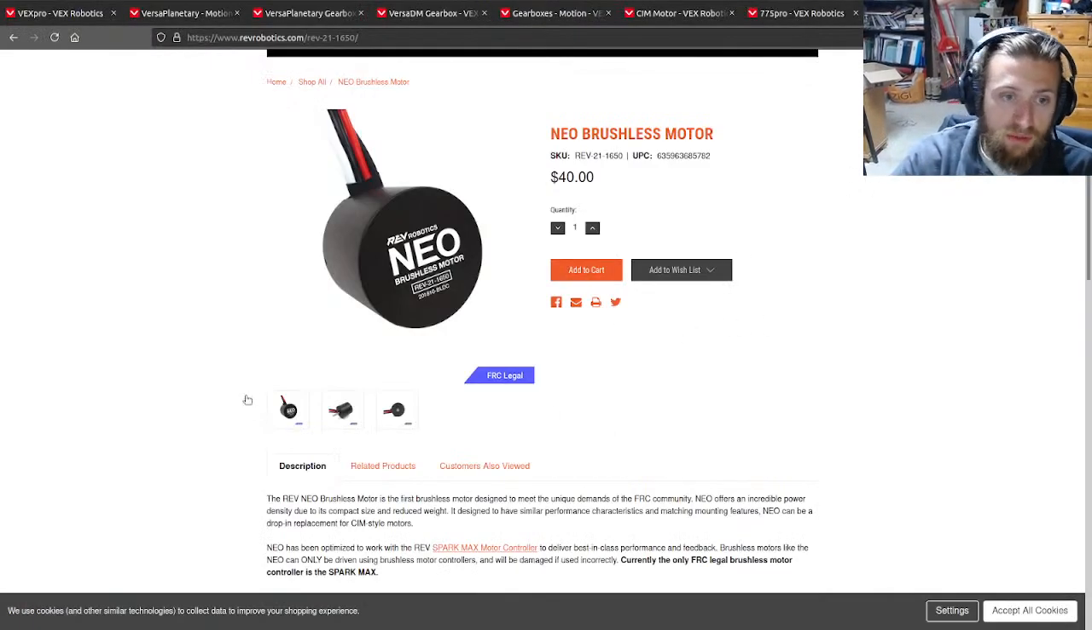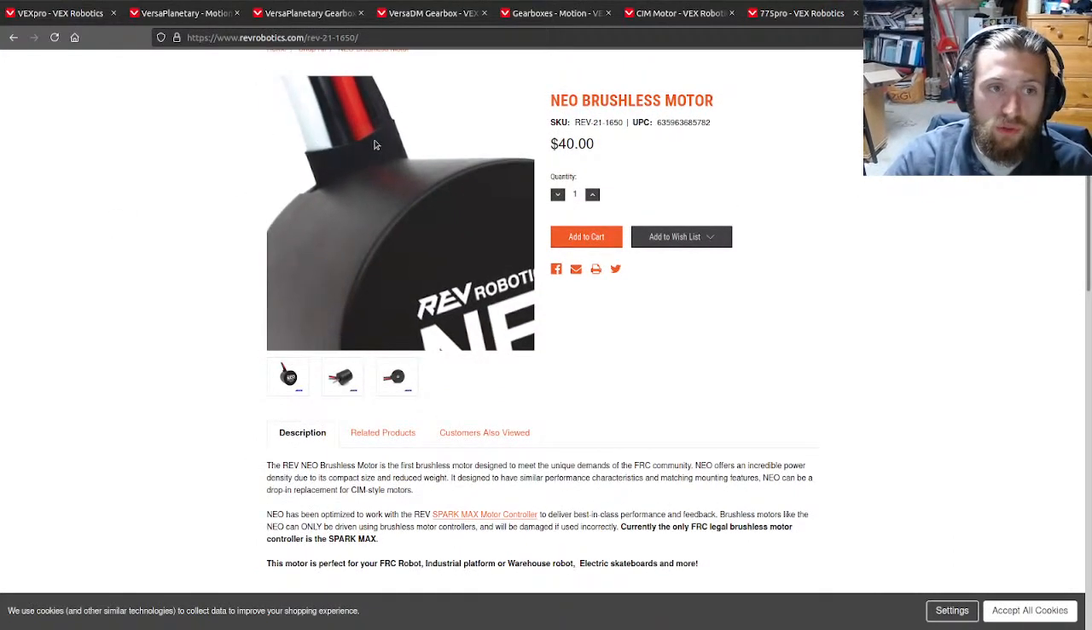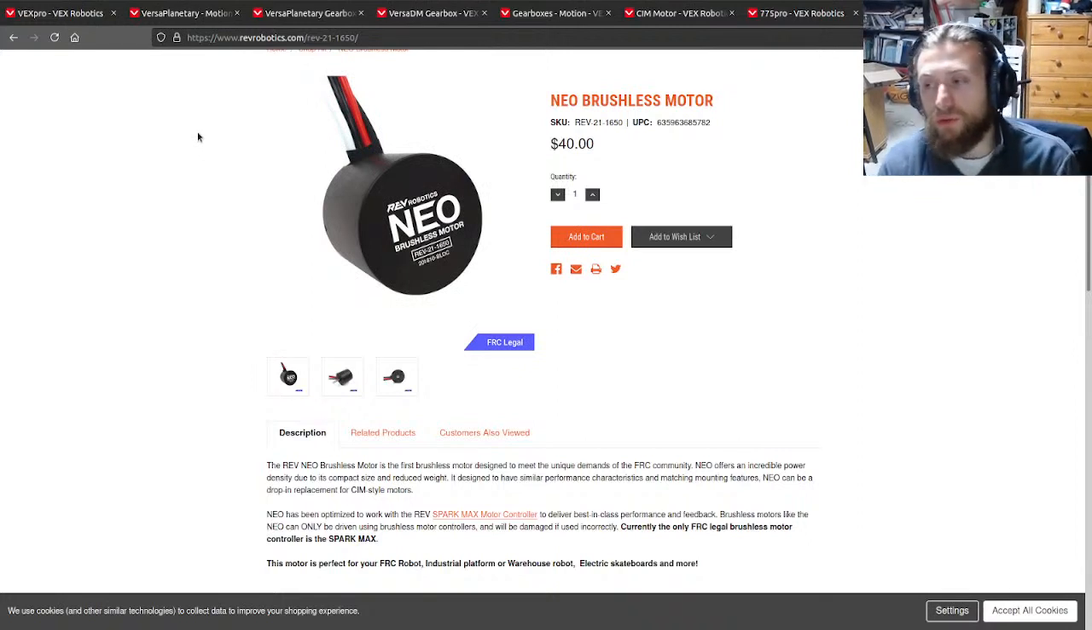Okay, now back to the VEX website. Oh, actually, this is the REV website. You can see there's also a fourth wire here. This is an integrated sensor, so they call this a Hall effect sensor. It's basically like an encoder.